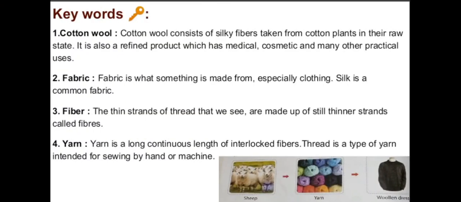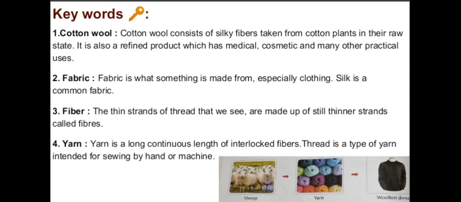First things first, keywords, and keywords are the soul of the lesson. The first keyword is cotton wool. Cotton wool consists of silky fibers taken from the cotton plant in their raw stage. It is also a refined product which has medical, cosmetic and many other practical uses. The second one is fabric. Fabric is something made from fibers, especially clothing. Silk is a common fabric.